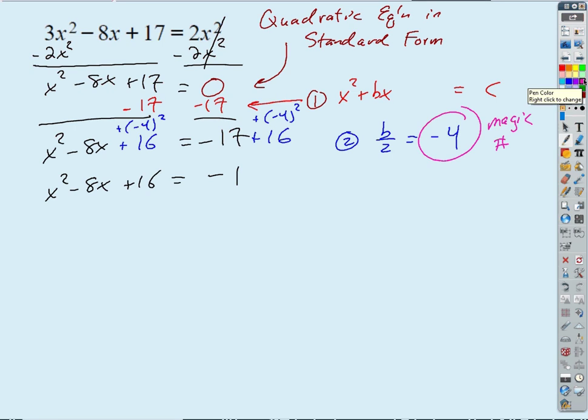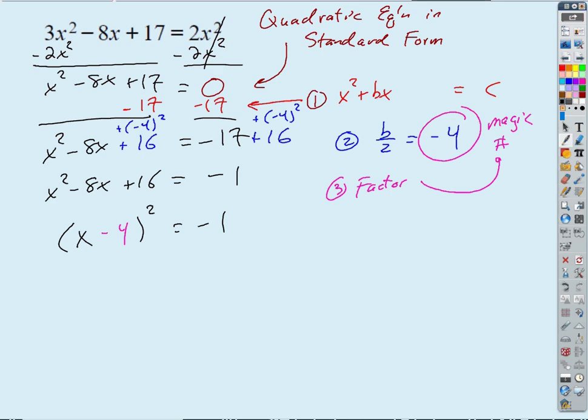Okay, now what? Okay, good. So I'm going to factor. Step 3. Factor, but look, I've already got my magic number. Okay. Right? So what does this side factor into? The magic numbers that multiply to 16 and add to negative 8 are negative 4 and negative 4. I only get one magic number twice when I do this, right? So I'm getting x minus 4 squared equals negative 1, right? Okay, now I'm done completing the square.